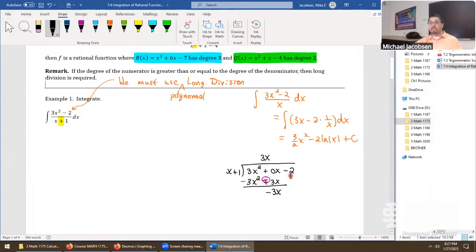And now we're in the rinse and repeat part. Carry down the next term, -2, and divide again. Anyone see what should go up above? Good call. We'll get the -3 because we're taking this x, dividing into that whole term right there, that -3x. So -3, like you said.